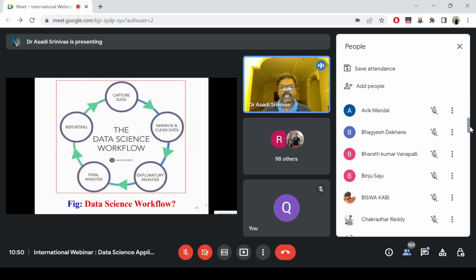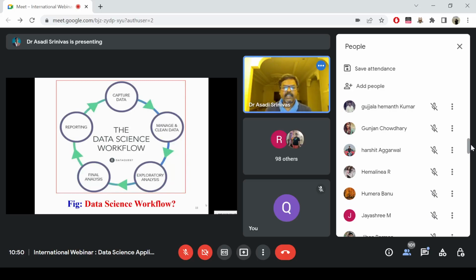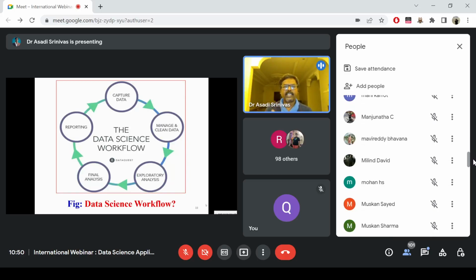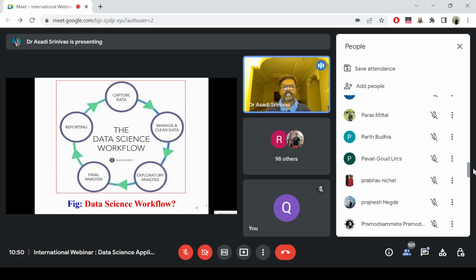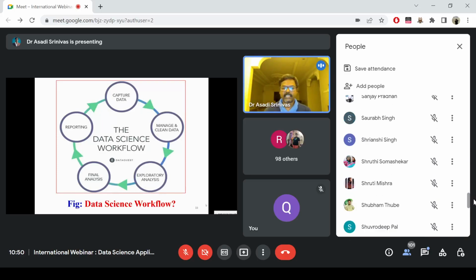So this is the data science workflow. First, we are capturing the data, managing and cleansing the data, exploratory data analysis, final analysis, and finally we are reporting the data with the help of scorecards, dashboards, pie charts, etc.